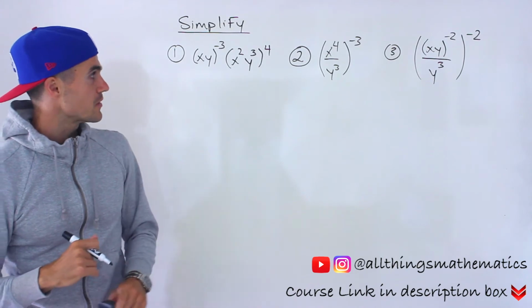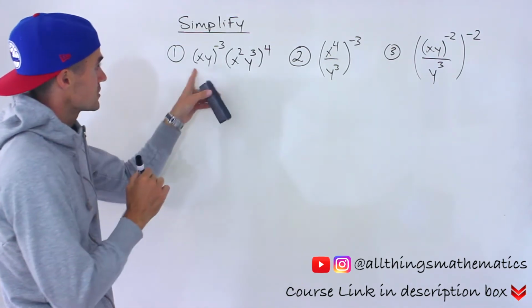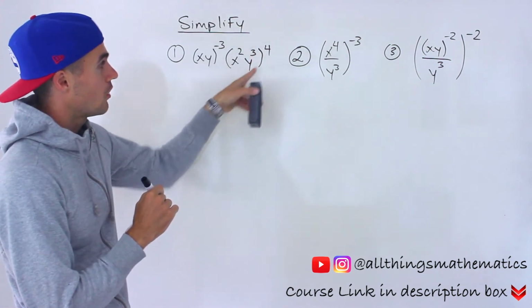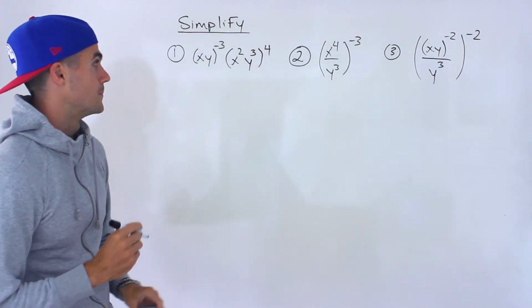In this next video we've got to simplify all of these expressions here. So starting with number 1, we've got xy to the power of -3 times x squared y to the 3, all to the power of 4.